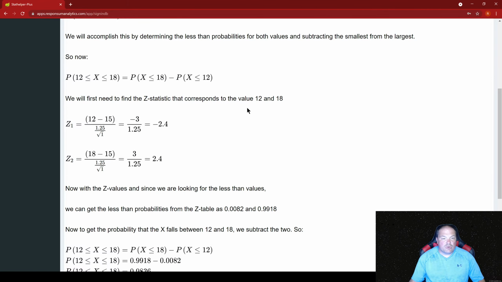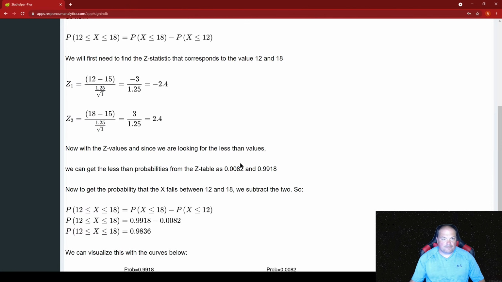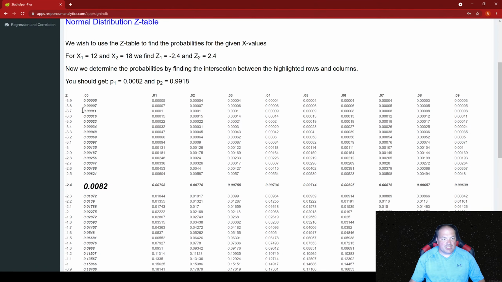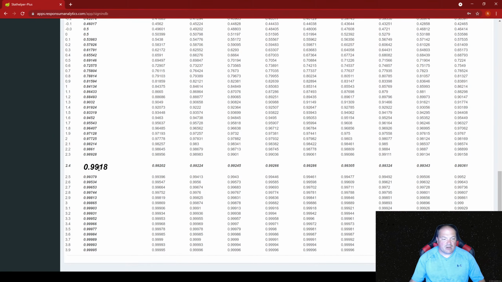What you're going to need to do in order to do this is find the z for 12, which we already found was negative 2.4. Find the z for 18, which was positive 2.4. Then we're going to find the probabilities from the table that they correspond to. One is 0.9918, the other is 0.0082. Now, if you look at the z table here, it actually does both. So we come down here to negative 2.40, we come down here to positive 2.40, and we get our two probabilities.